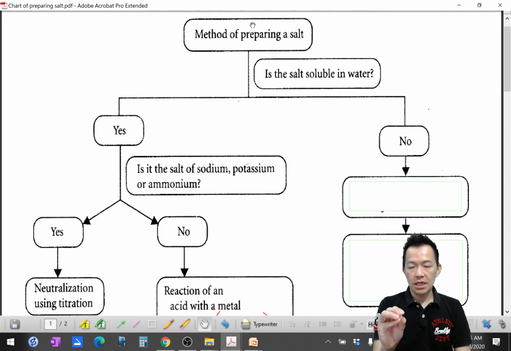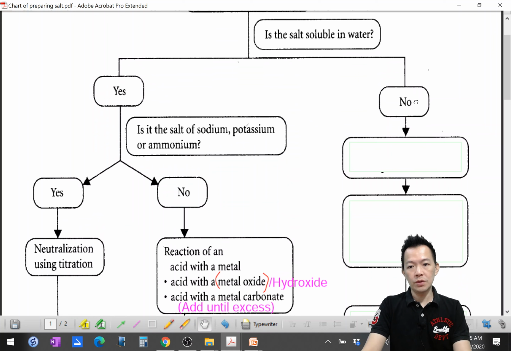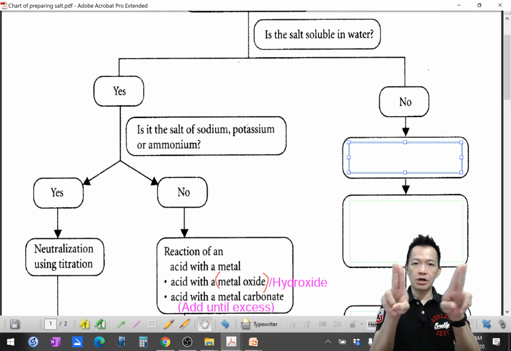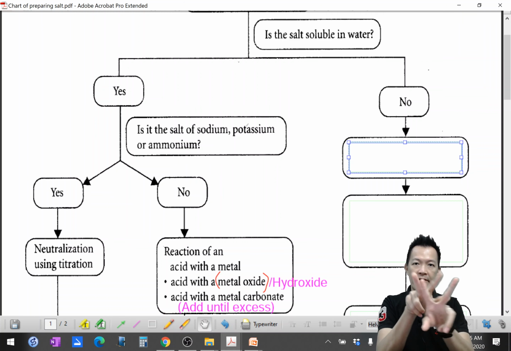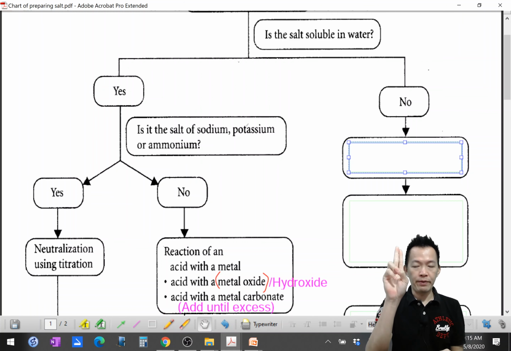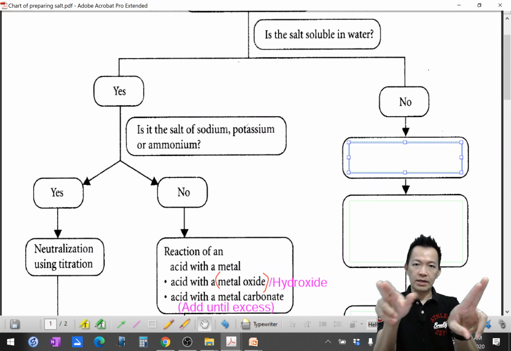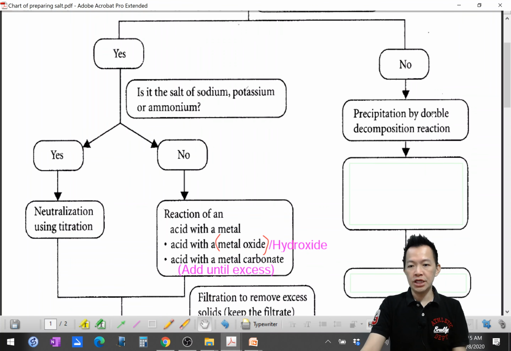OK, last 最后一个了。Okay. If you want to make the salt, you have to ask yourself, is the salt soluble in water? 它的盐能溶的吗？If no, 如果它的盐是不能溶的，what to do? Okay, you have to use a method called double decomposition. 用一种方法就叫 double decomposition. So to prepare, 准备2种能溶的盐，然后它的反应就叫 double decomposition.